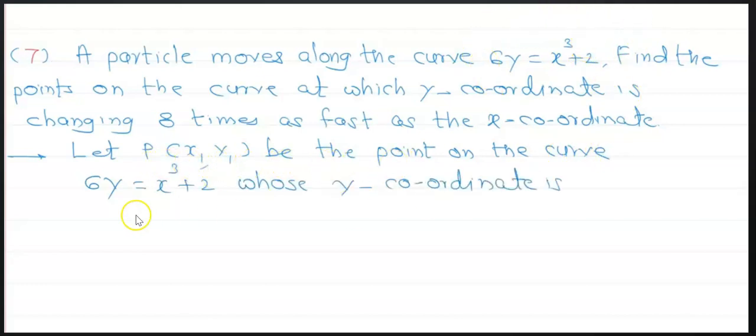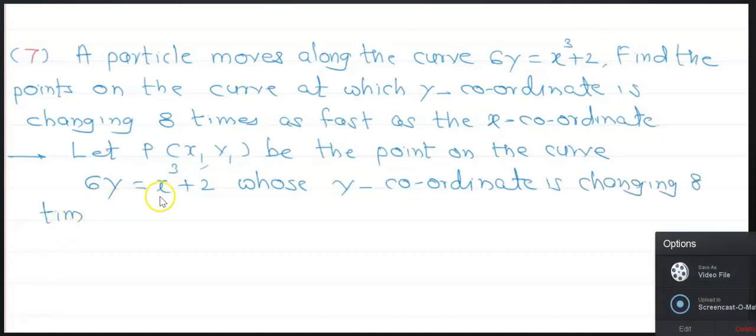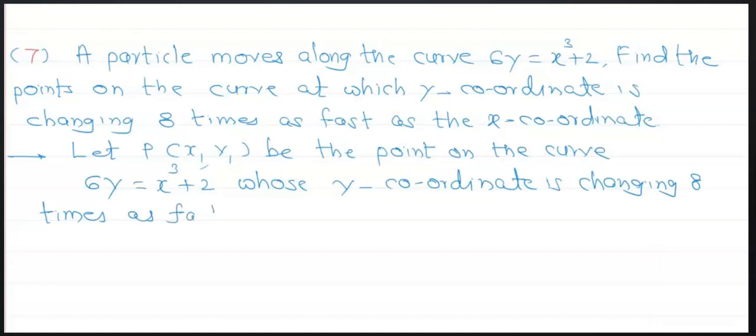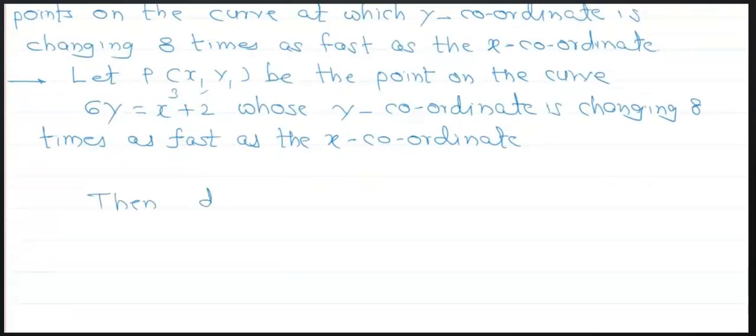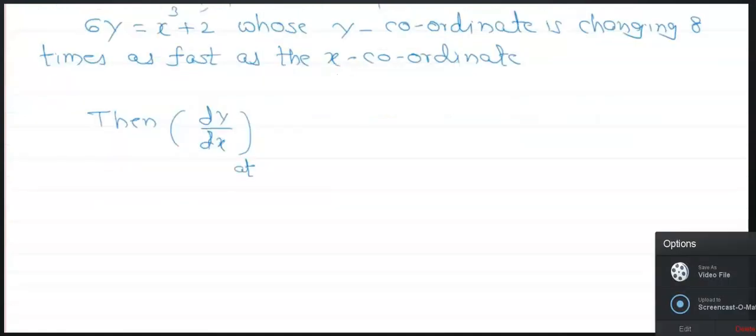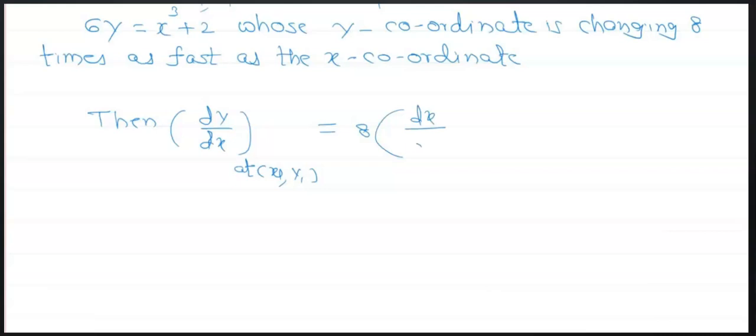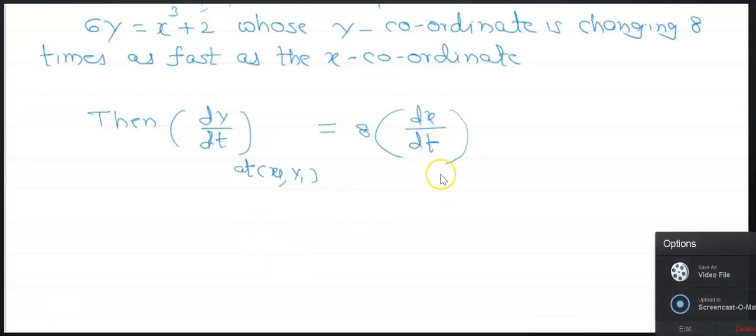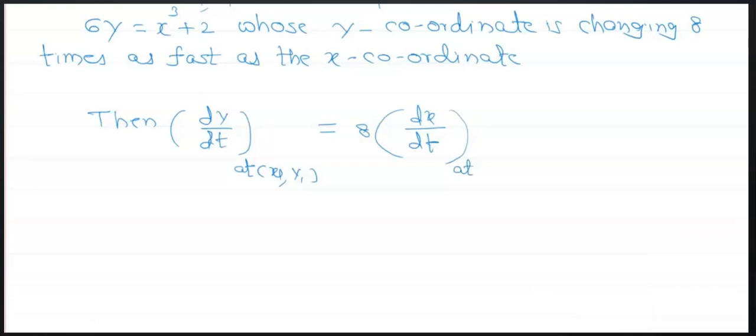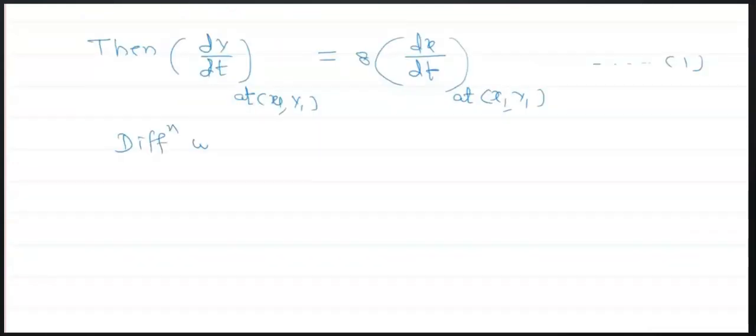Let P(x1, y1) be the point on the curve 6y equals x cube plus 2, where the y coordinate is changing 8 times as fast as the x coordinate. Then dy by dt equals 8 times dx upon dt. This is important: y is changing 8 times whatever x is changing, at the point x1.